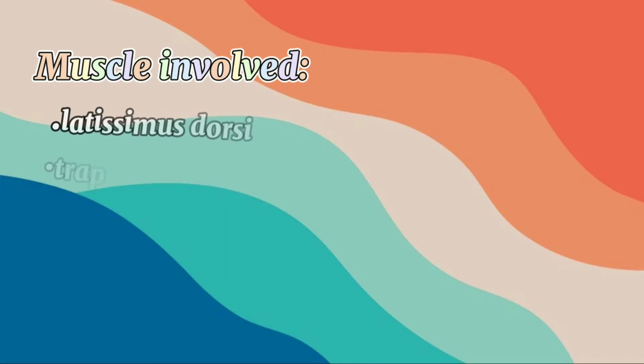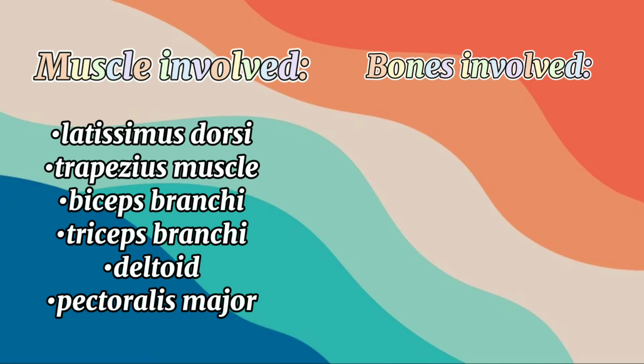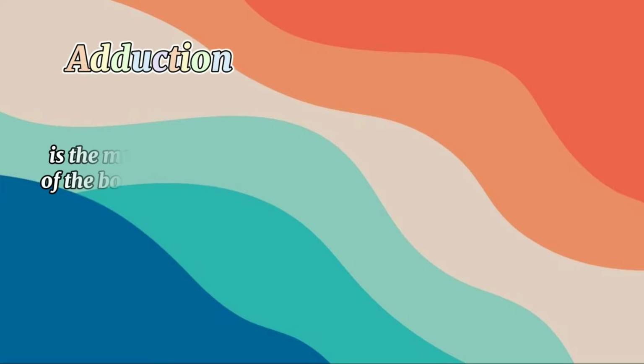Muscles involved are latissimus dorsi, trapezius muscle, biceps brachii, triceps brachii, deltoid, and pectoralis major. Bones involved are clavicle, scapula, and humerus. The second movement is adduction.